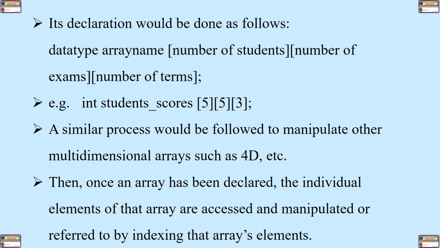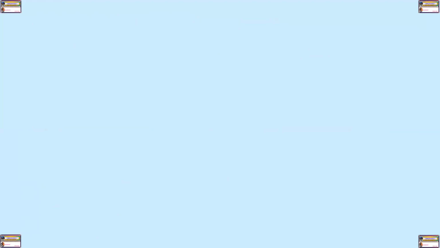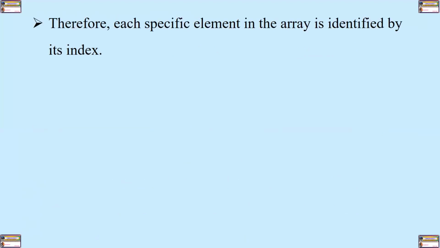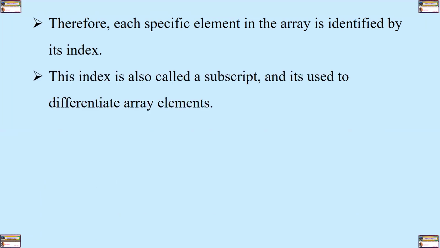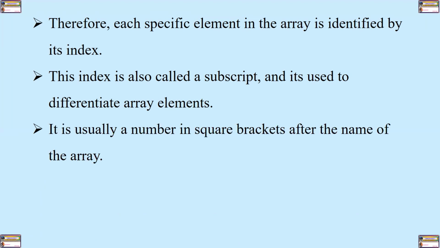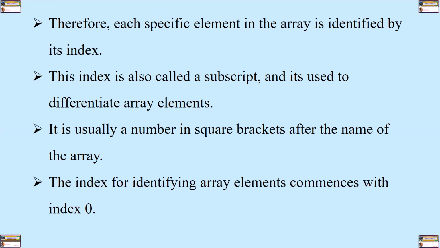Then once an array has been declared, the individual elements of the array are accessed, manipulated or referred to by indexing the array's elements. You have the dimensions, yes, but how do you identify each of the elements? Therefore, each specific element in the array is identified using an index. The index is also called a subscript, and it is used to differentiate array elements. It is usually a number in square brackets after the name of the array. The index for identifying array elements commences with index 0.